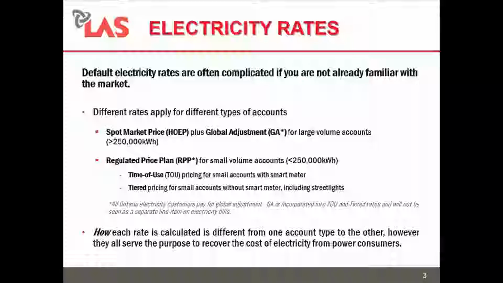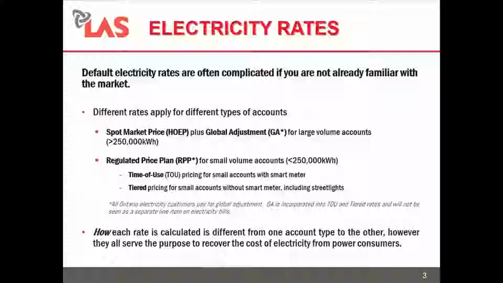So we're going to start with the electricity rate applied to different accounts. The electricity rate the local utility company applies to you is based on how much you use over the whole year. There's basically two types of electricity rate. The first one is the spot market rate, which we also call HOEP plus global adjustment.